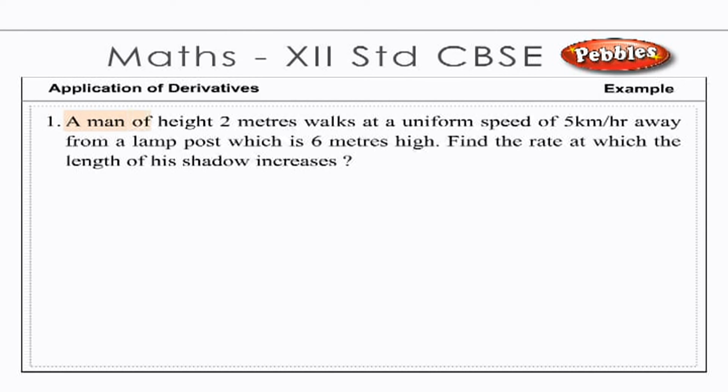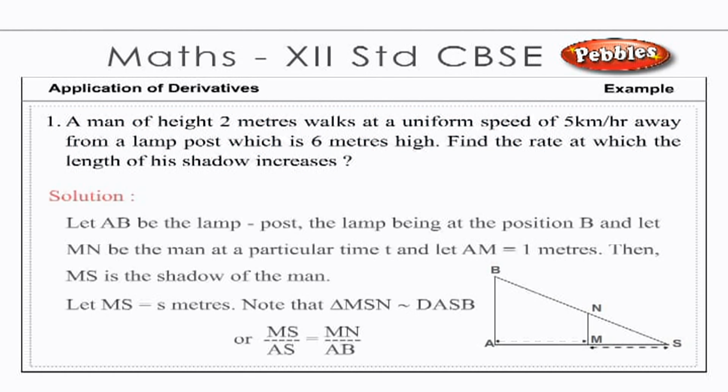Example: a man of height 2 meters walks at a uniform speed of 5 km/h away from a lamp post which is 6 meters high. Find the rate at which the length of his shadow increases. Solution. In the figure, let AB be the lamp post, the lamp being at the position B, and let MN be the man at a particular time t, and let AM = l meters. Then MS is the shadow of the man. Let MS = s meters.